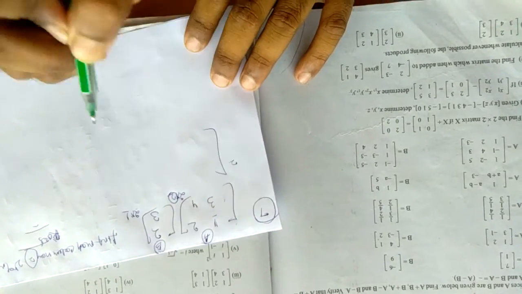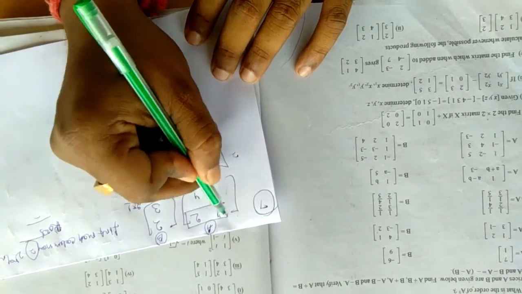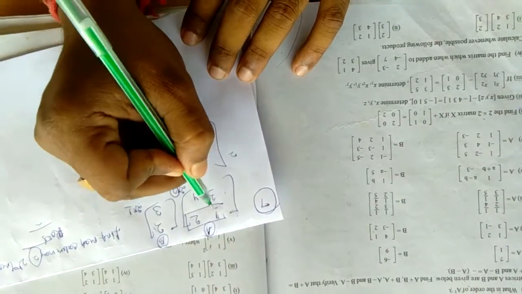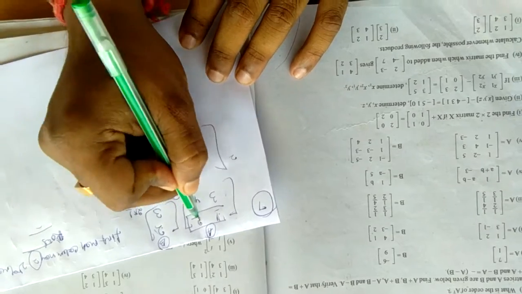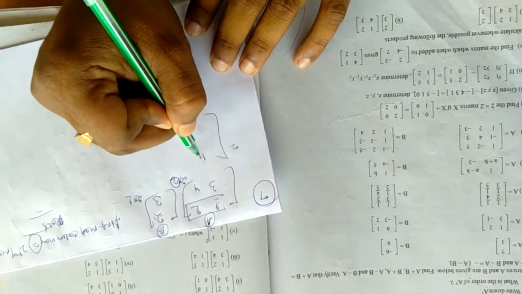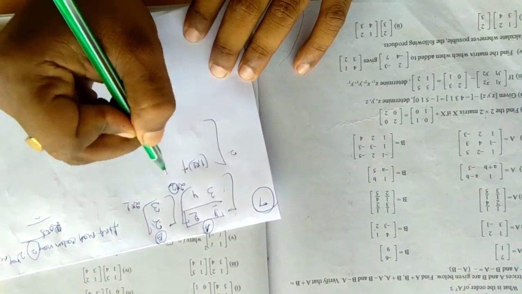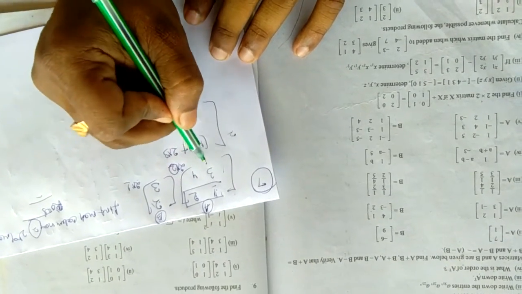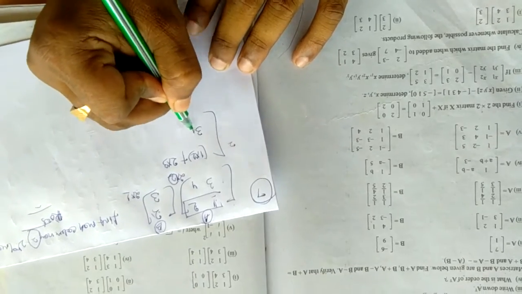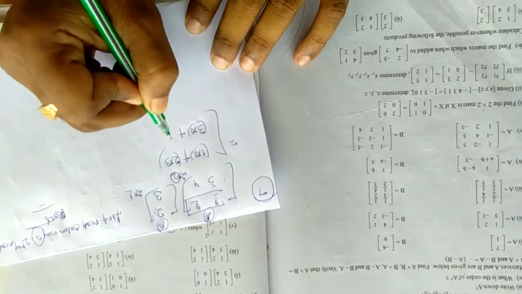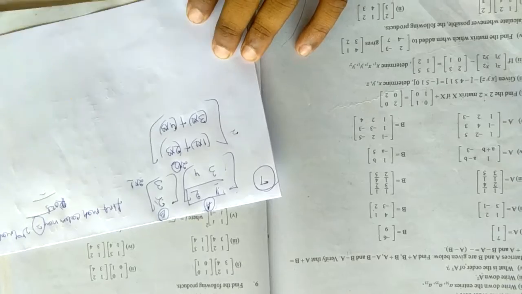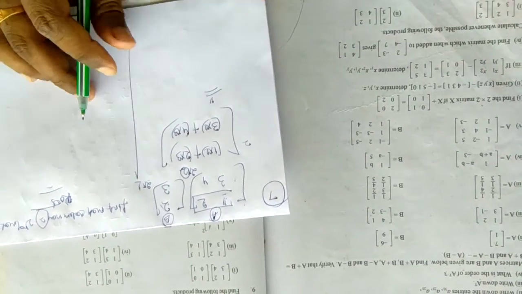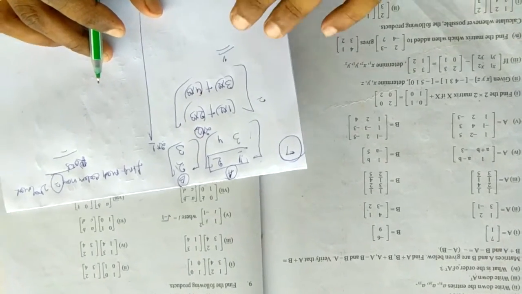Now you can multiply the first row with the column, respective element with respective element. That means 1 with 2, 2 with 3. It is 1 into 2 plus 2 into 3. Similarly, the second row will be multiplied: 3 into 2 plus 4 into 3. Now you can solve it. Question number 7 will be completed.